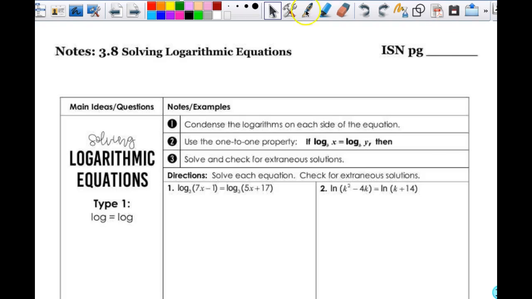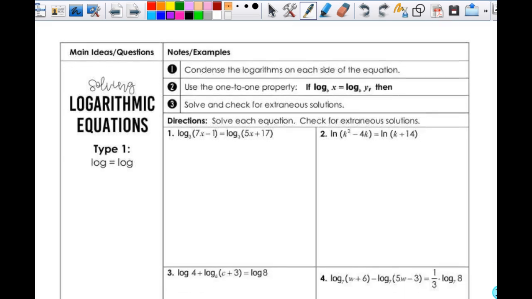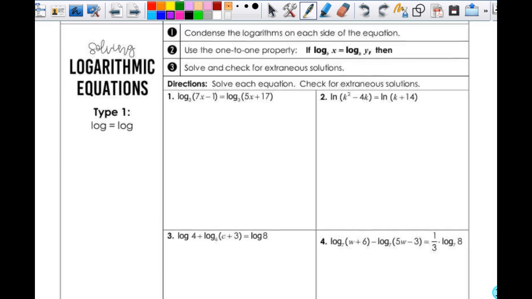So we're going on page 78 when we're done. Yesterday we solved exponentials that had a common base. So today we're going to solve logs that may or may not have a common base. We may or may not have more than one.